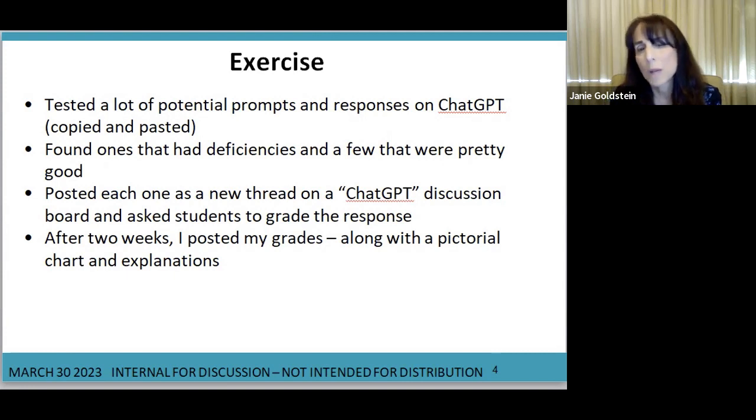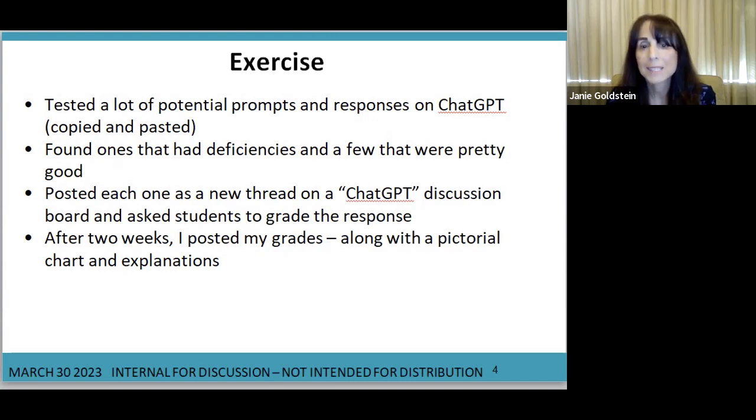I really looked for ones that had deficiencies. I kept a few that I thought responses were pretty good, but I was really looking, as I said, to focus on teaching them about some of the hazards. So I was looking at responses that weren't quite as good. And then I took each of these prompts and responses, and I posted them as a new thread on a specific ChatGPT discussion board in my course shell.